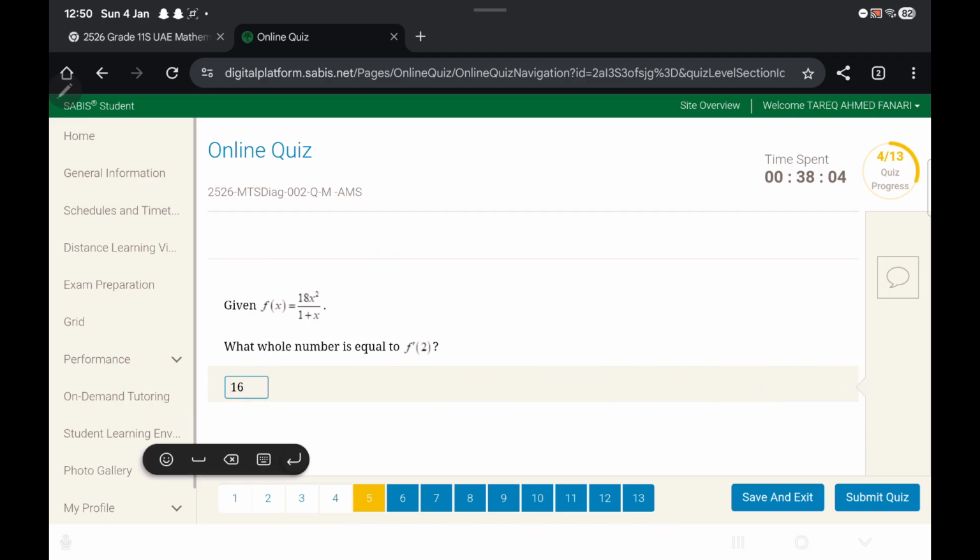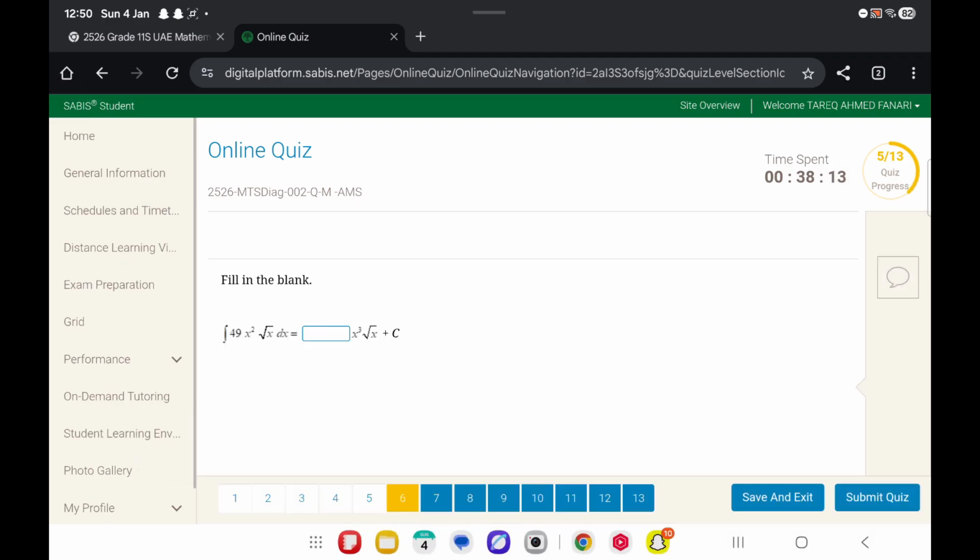Okay, question 6. The integral of 49x squared radical x. Now, there is a rule: whenever you have a constant in the integration, you can take it out. So this is the same exact thing as 49 times the integral of x squared radical x dx.